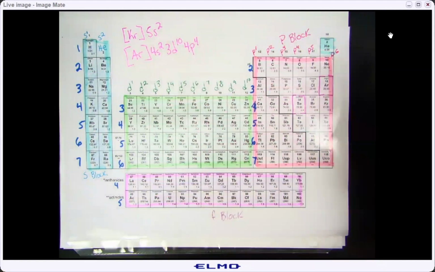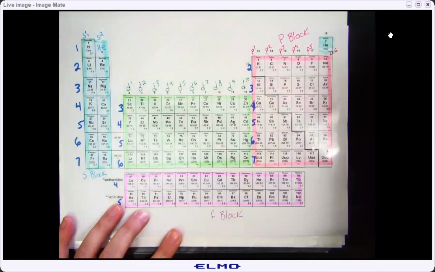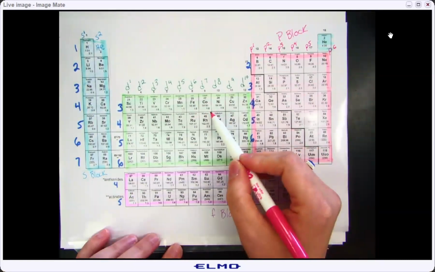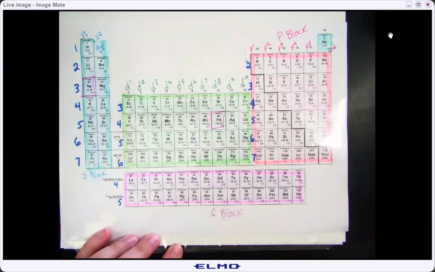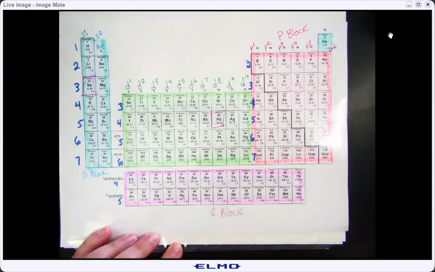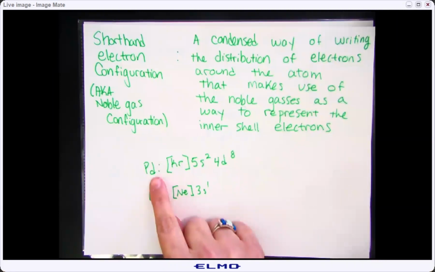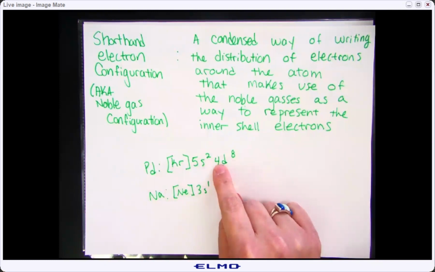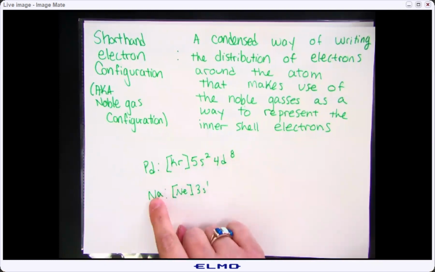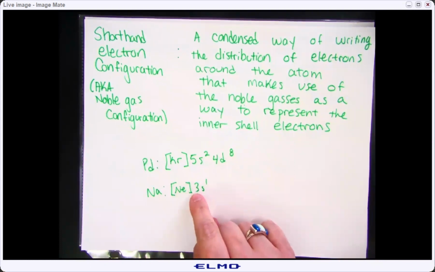Again, I'm going to give you 2 examples to try on your own, and then we'll move on to orbital diagrams. So I would like you to attempt Pd and Na and give that a shot. For Pd, we should have gone to krypton and then 5s2, 4d8. Then for sodium, we would go up to neon as our noble gas, and then we only have 1 extra electron past neon, so that would just be the 3s1.